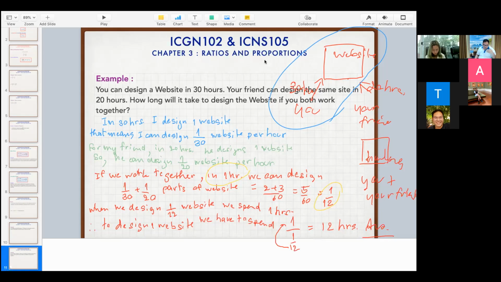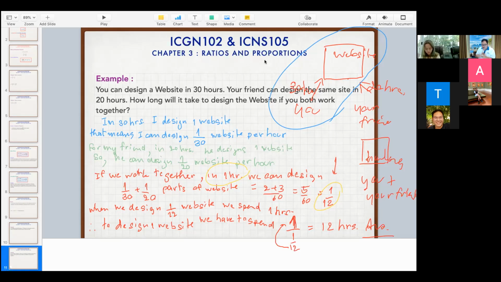So the idea is that you find your own work per 1 hour first, and your friend's work per 1 hour, and then you add them together. That gives the amount of the website that you can do together in 1 hour, which here is 1 over 12. So for the one whole website, you divide by the 1 over 12 that both of you complete per hour, and you get the time to design the whole website together, which is 12 hours. That means if you just check logically.